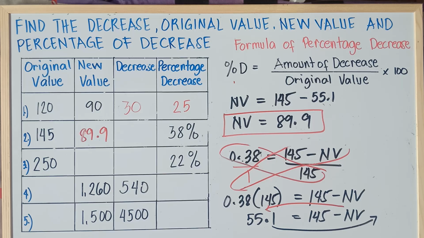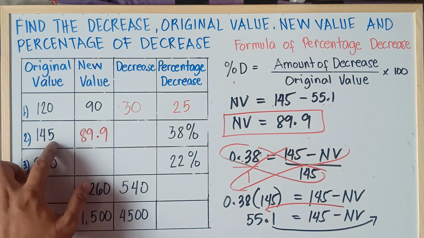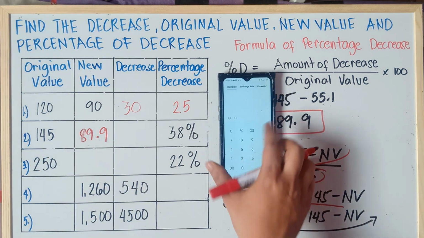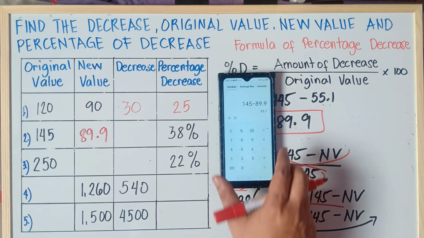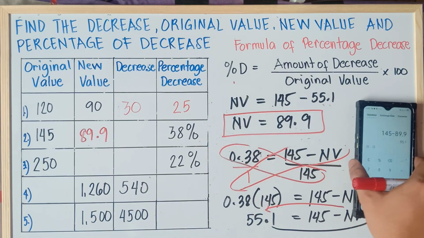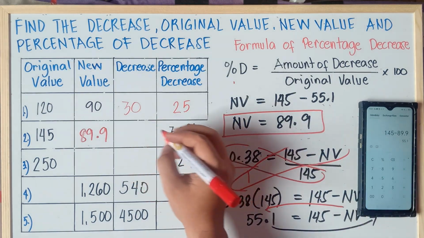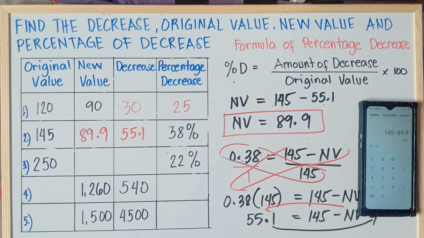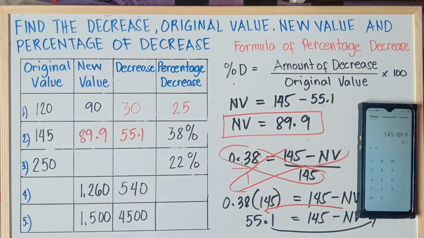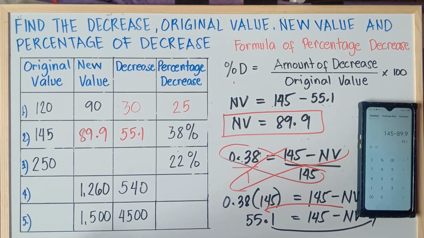Alright, so for the amount of decrease, class, simply subtract. 145 minus, once again, original value minus the new value, 145 minus 89.9. The answer is 55.1. The amount of decrease is 55.1. That's it, class, all set for example number 2.